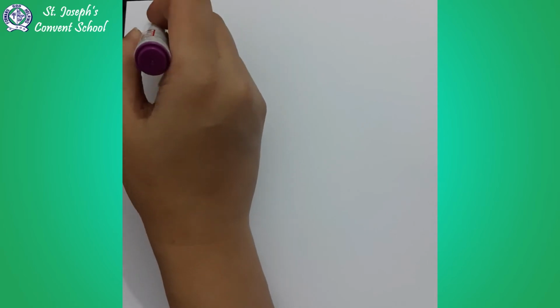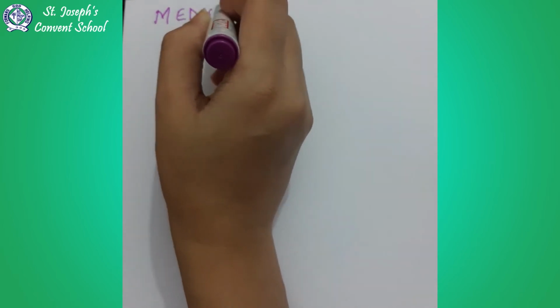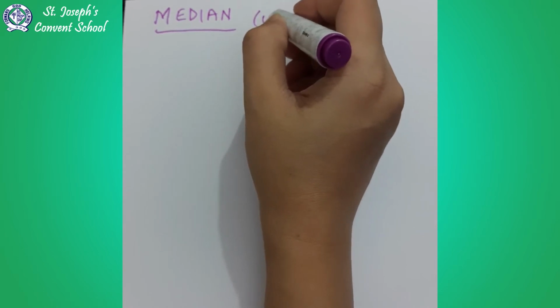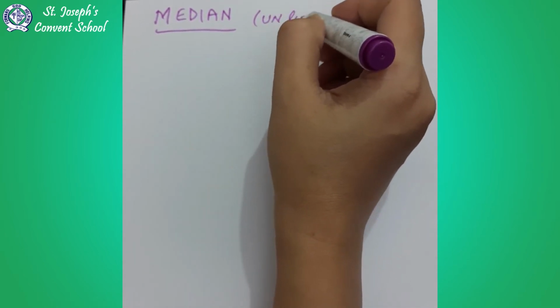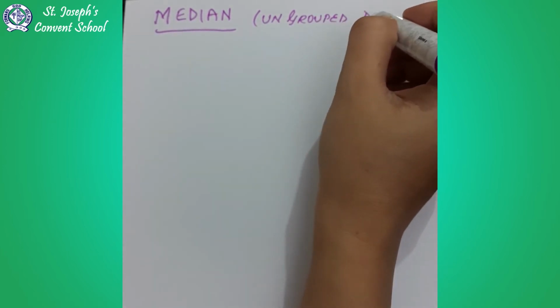What actually is median? Median of ungrouped data, when columns are not given, only the values are given, only numbers are given, only data is given. So how to find the median of the numbers when columns are not given, only the values are given? Median for ungrouped data. Ungrouped, no grouping, no columns are given. How to find the median of ungrouped data?